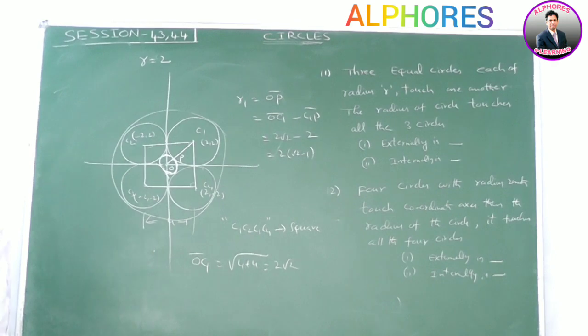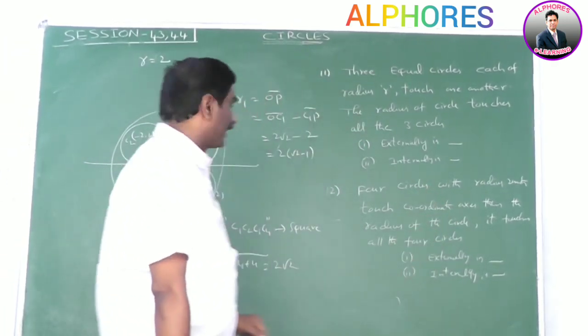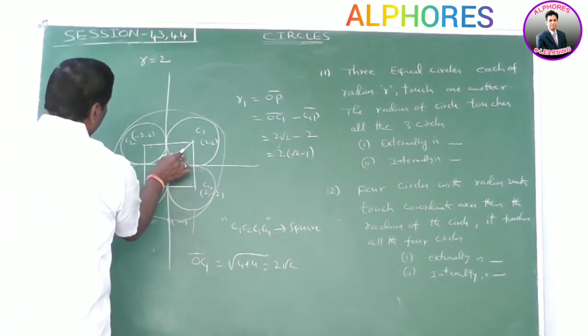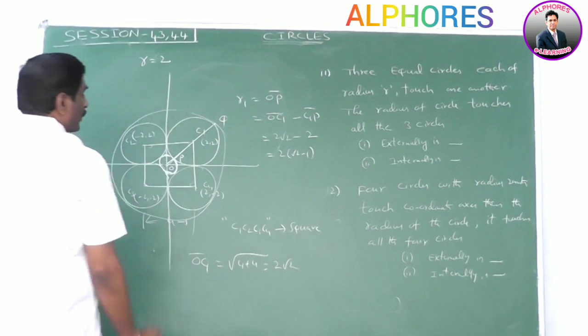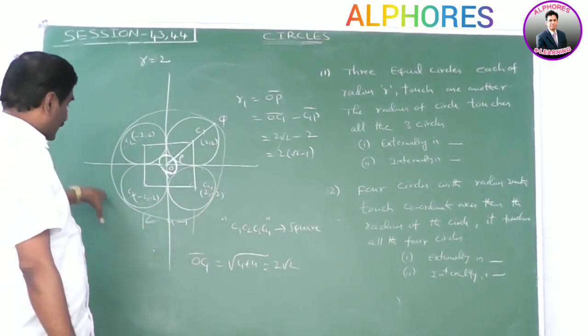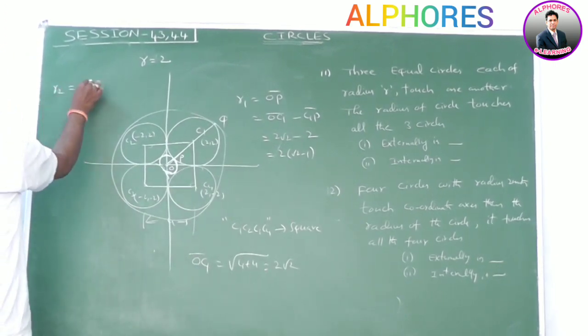Okay, next, the second one. The radius of the circle which touches all the four circles internally. Internally means this circle. Please extend this line OPC1, this point touches the circle at Q. Now we find the value of OQ. OQ is the radius of the circle which touches all the four circles internally. Let R2 be equal to OQ.